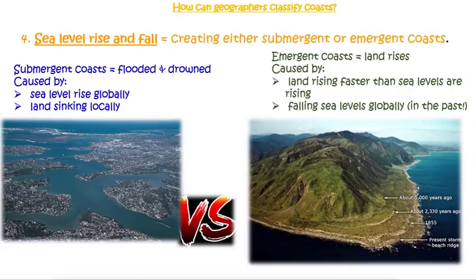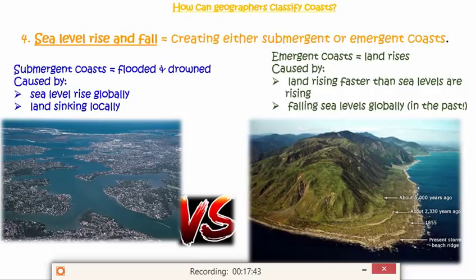So 5,000 years ago, if you were walking along this coastline, the sea level would be where my cursor is. 2,300 years ago, it was just here, and you can see that the land over time has been popping up or rising, emerging out of the water. Alright.